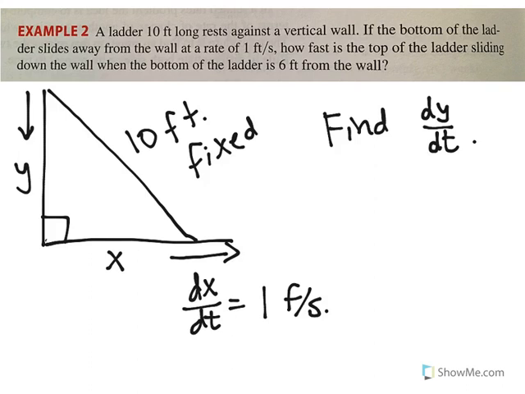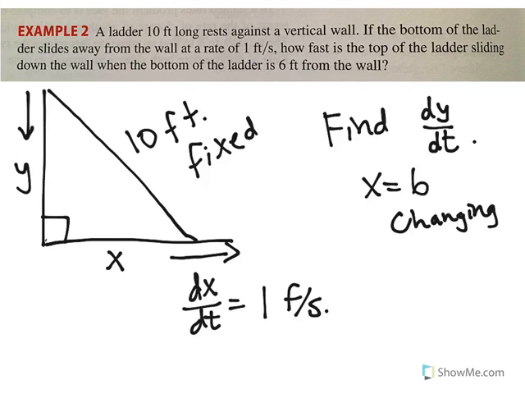Okay? So we're also told to find dy/dt when the bottom of the ladder is 6 feet from the wall. So when x equals 6. Now, again, we want to think about what's fixed and what's changing. And even though it says when x is 6, x is not always 6. X is changing. Remember, that value is getting bigger as the bottom of the ladder slides away from the wall. But at the instant that we're talking about, we care about when x is 6.